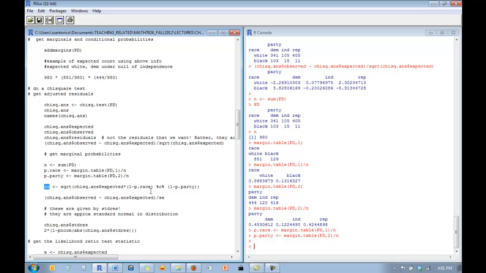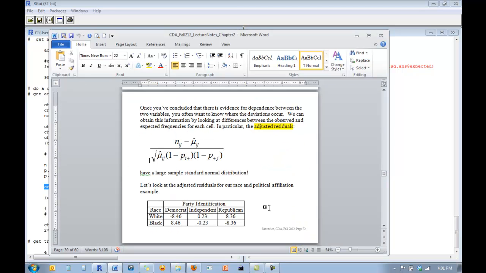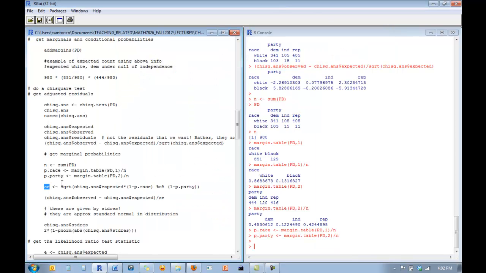Okay, so standard error is the square root, and then I need my expected value times 1 minus p and 1 minus my other p. So let me pull up my slide. If you look at the bottom, this is my standard error. So I need my expected values, those are my mu hats, and then I need my 1 minus p i plus and my 1 minus p plus j. So I can compute all of that.